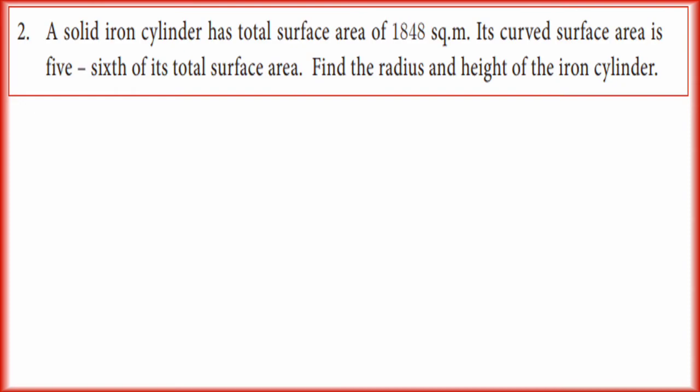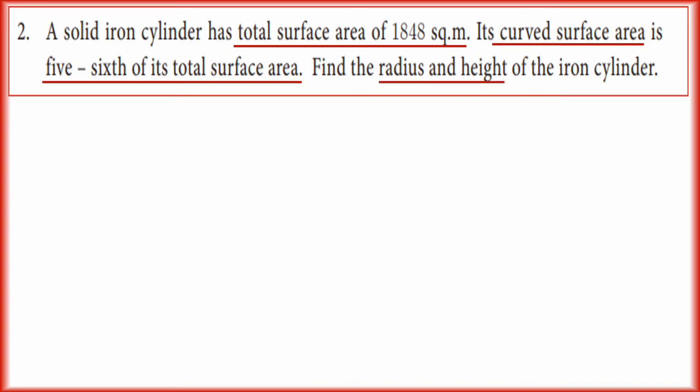Second sum. Read the question 2 or 3 times. What is given? Total surface area is 1848 square meter. Then curved surface area is 5/6 of its total surface area. We need to find radius and height. We know total surface area equal to 2 pi r (h plus r). That is equal to 1848 square meter.